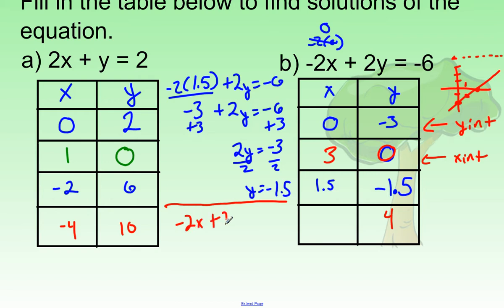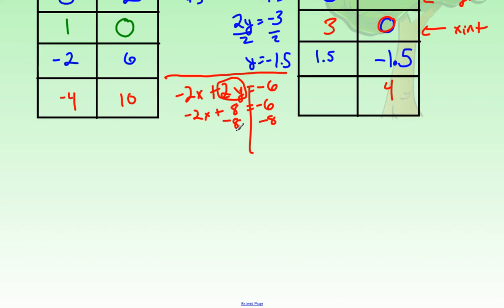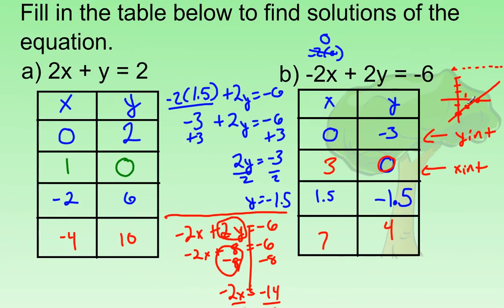So negative 2x plus 2y equals negative 6. The y value is 4, so this piece equals 8. Subtract 8 on both sides. We're solving the equation. That cancels out. Negative 2x equals negative 14. Divide by negative 2 on both sides, and x equals 7. So when the y value is 4 up here, the x value is 7, kind of off the screen a little bit.